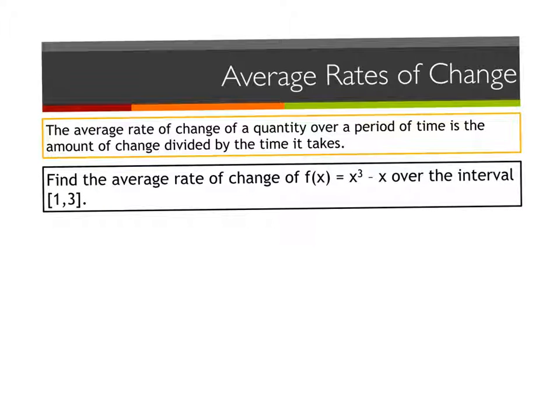Okay, so right at the start of this unit, we talked a little bit about average rate of change, and then we looked at the way that limits can be used to find the instantaneous rate of change. We're going to be looking at a lot more right now.